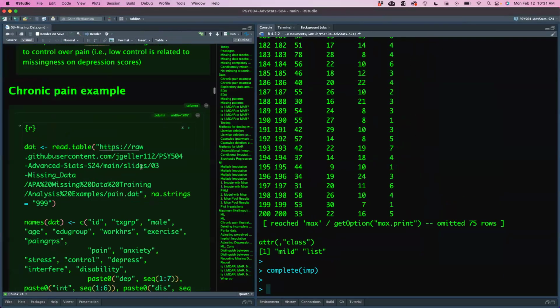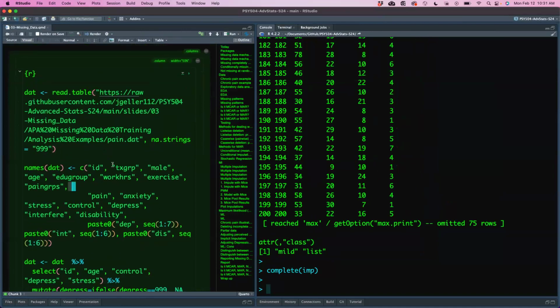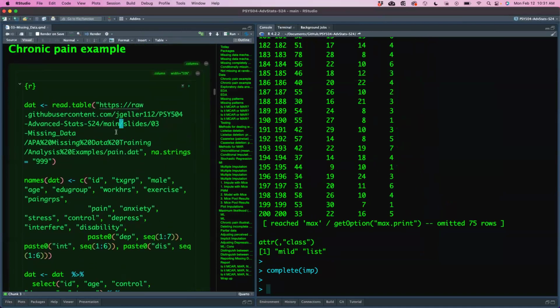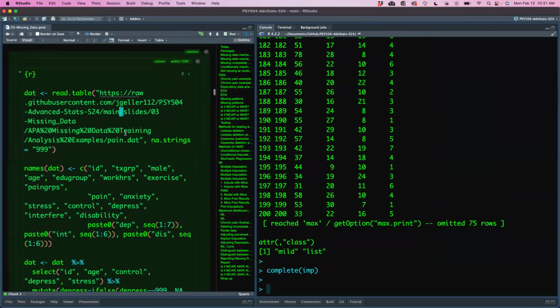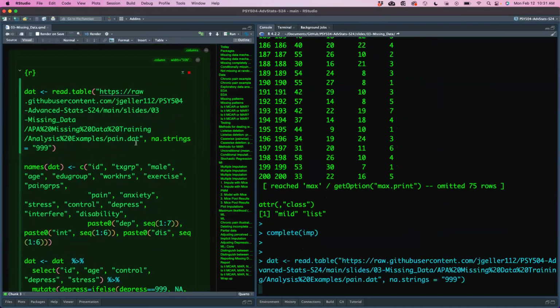So I had to do a little bit of data wrangling, and I had to clean up some of the columns because they were just labeled generically as like V1, V2, V3. So that's what this code is doing here. So let's just go ahead and run this.